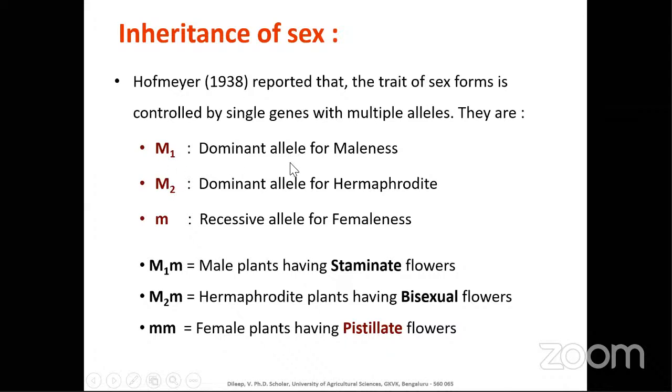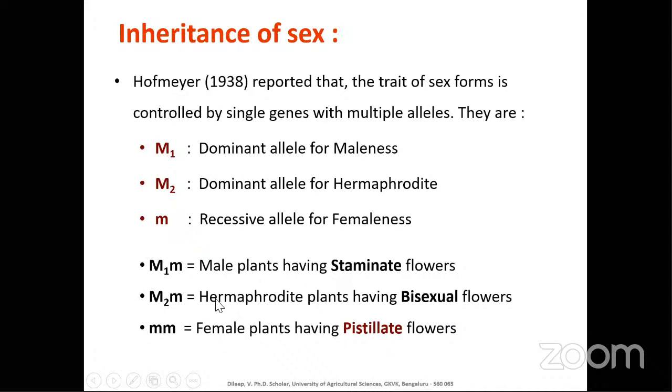Capital M1 is the dominant allele for maleness, and M2 is the dominant allele for hermaphrodite, as the name indicates. So a capital letter means a dominant allele. The small letter m is a recessive allele for femaleness. As we said in the previous lecture, femaleness is a recessive gene. Here the M1m, this is the phenotype, so M1m are the male plants.